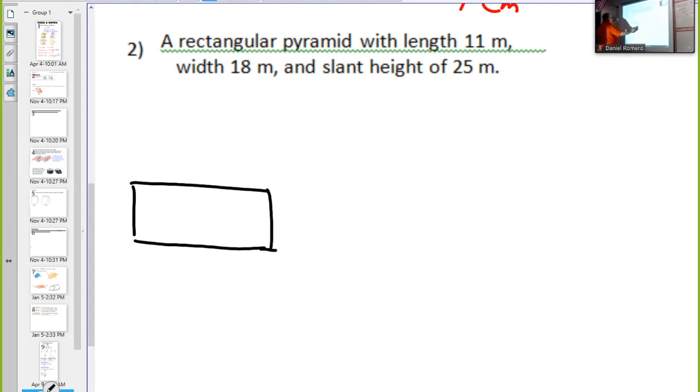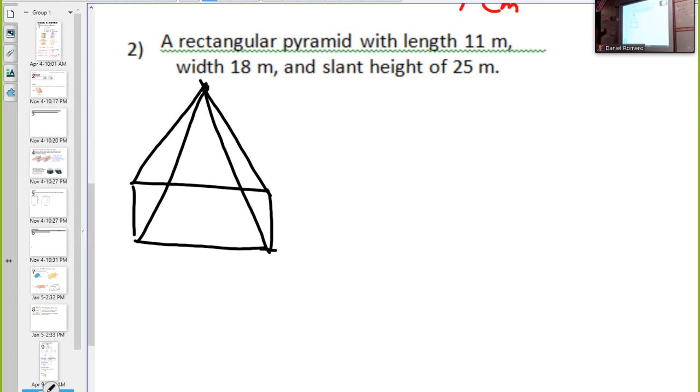But just draw a rectangle like this. Then you just draw kind of a tip up here. And then connect that dot with all the corners of the rectangle. Okay. So the thing is, we have a width of 18. We have a length that's 11.